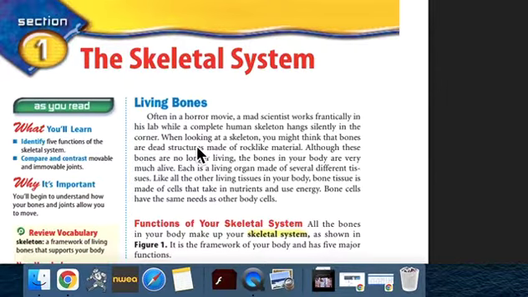First part, Living Bones. Often in horror movies, a mad scientist works frantically in his lab while a complete human skeleton hangs silently in the corner. When looking at a skeleton, you might think that bones are dead structures made of rock-like materials. Although these bones are no longer living, the bones in your body are very much alive. Each is a living organ made of several different tissues. Like all other living tissues in your body, bone tissue is made of cells that take in nutrients and use energy. Bone cells have the same needs as other body cells.